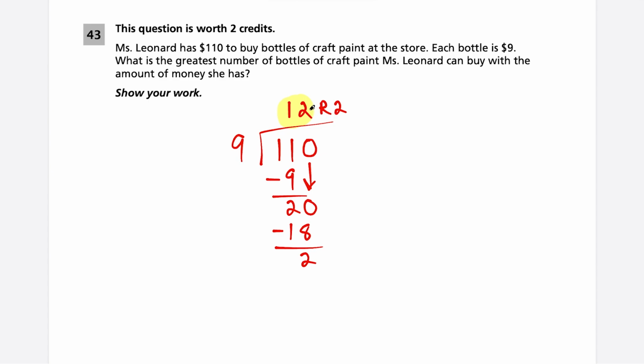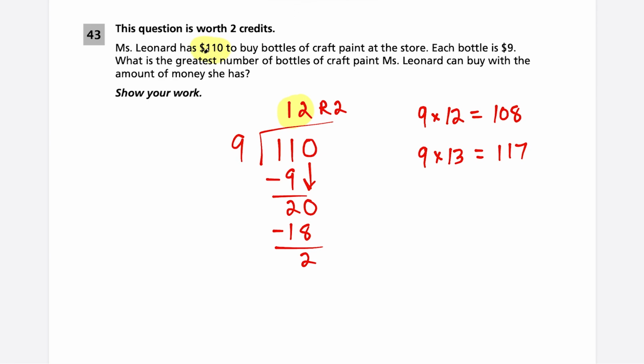So even if we were really close to having $9 for the next bottle, she just can't afford it, which means she can't buy it. So if you think about this on the side here, once again, the concept, if we do 9 times 12, 9 times 12 is 108. If I did 9 times 13, I just add 9 more to this, I would have 117. But notice here that 117 is more money than what Miss Leonard has in her pocket or in her bag.